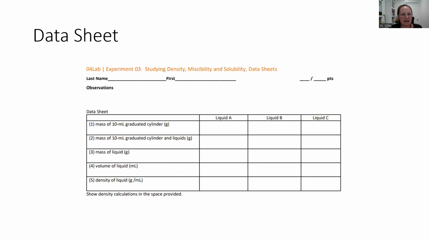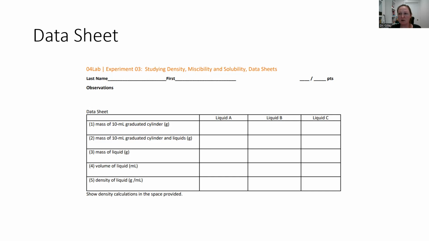Okay, and then for the data sheet, that's where we're collecting all of our data and observations. So it starts off with measuring the mass of a 10 milliliter graduated cylinder. We're going to put in some amount of liquid A and remeasure the mass. And the mass of liquid A will just be the difference between those two masses. Making sure to measure the volume of that liquid, at the bottom of the meniscus, making sure to measure to the correct number of significant figures, and then calculate the density and show your calculation right below the table.